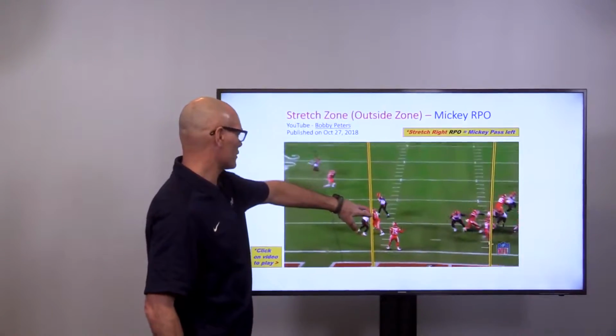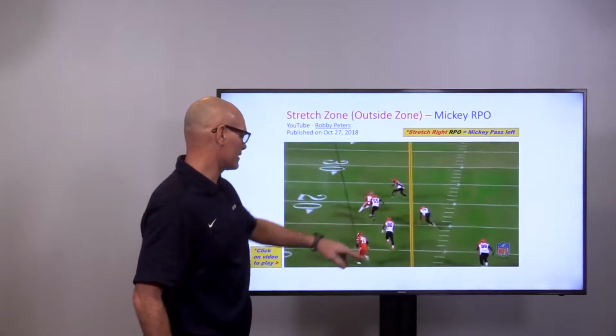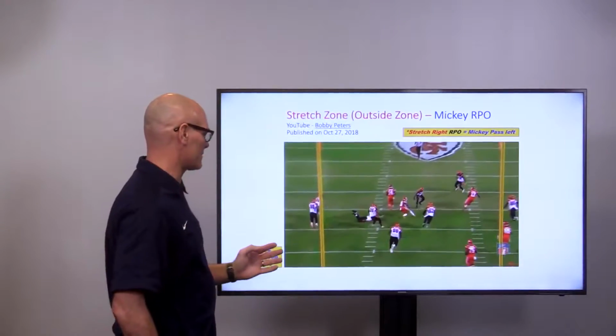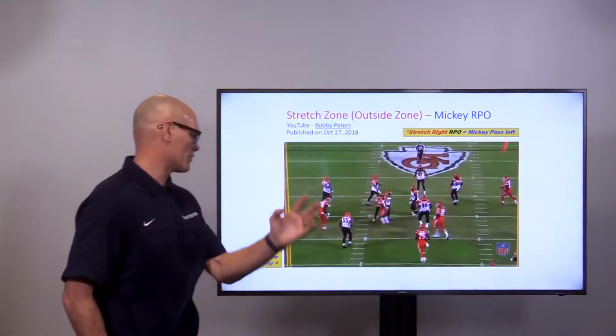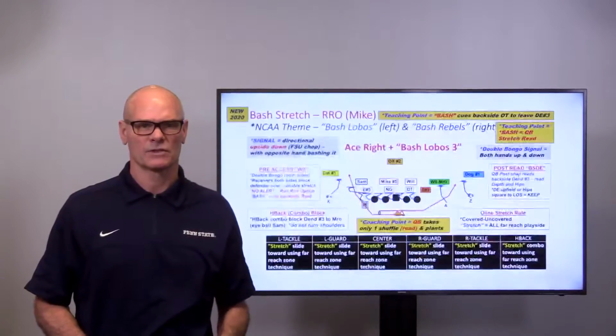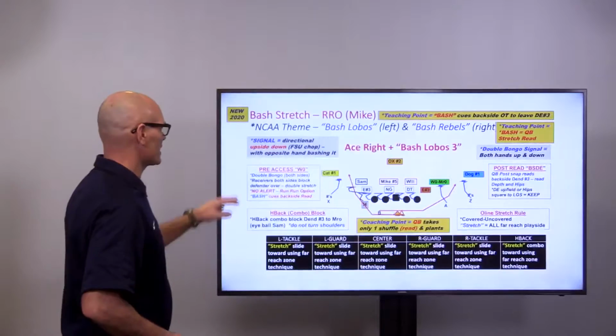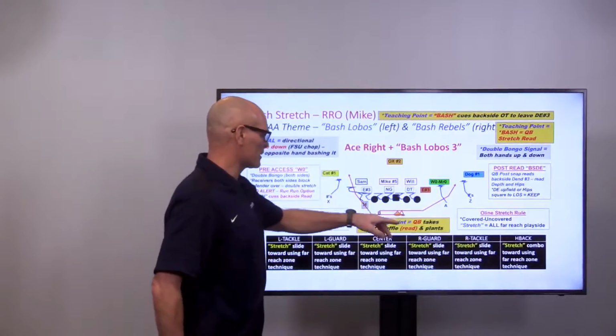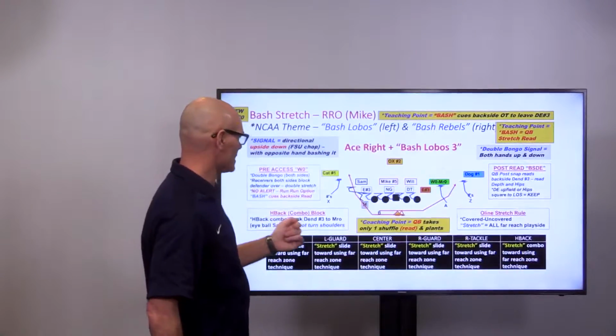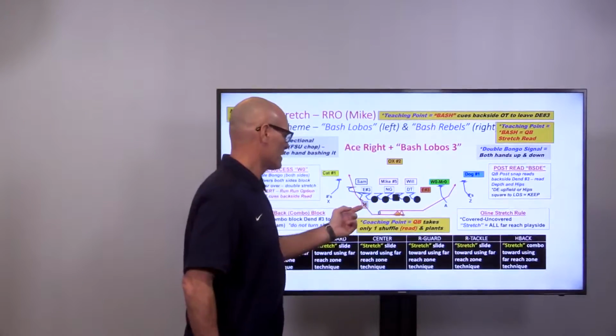Again, one key difference when you're running that, the backside tackle has to slide inside, but then he has to lock up on that defensive end. We're not going to let him go and run with him. So he just locks up. Bash technique here simply tells the back he's going to go away. So everything's done the same, but he's going to go away.